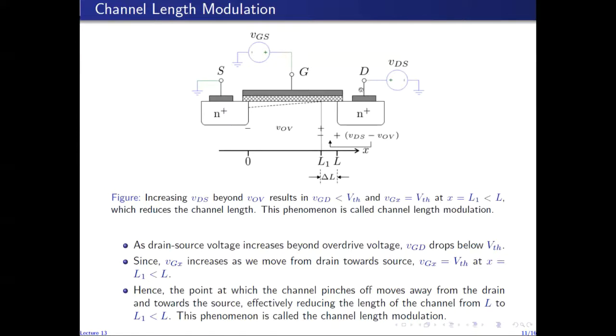And since the voltage between drain and source is equal to VDS, the voltage between drain and the point at which the channel gets pinched off is given by VDS minus VOV. So the voltage between drain and the point at which the channel pinches off is equal to the additional voltage, the additional VDS beyond VOV. So the voltage at drain with respect to this X is VDS minus VOV, which is additional VDS beyond VOV.